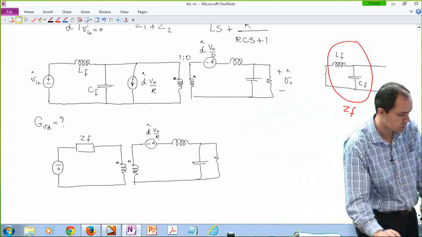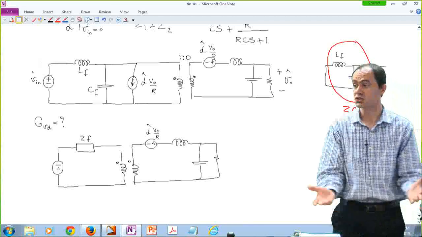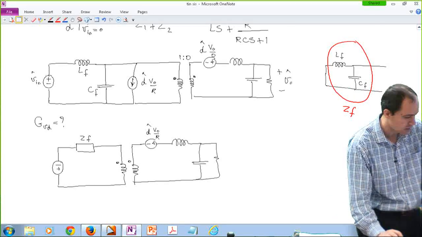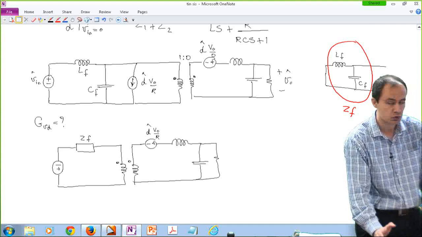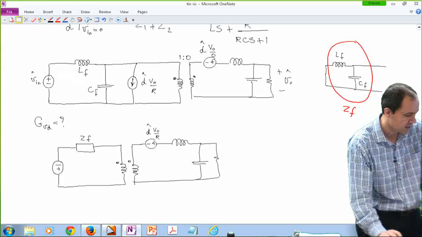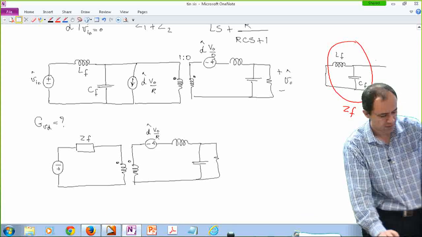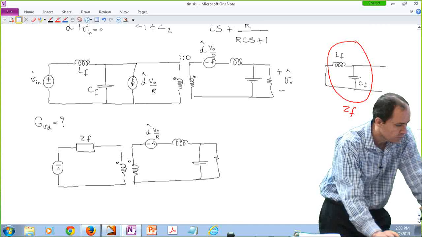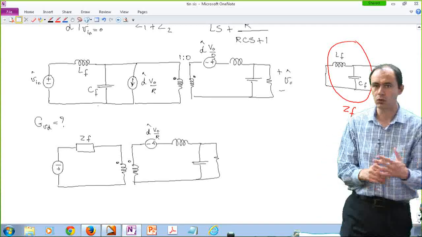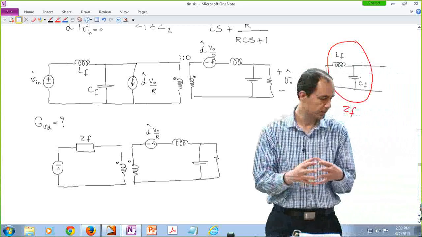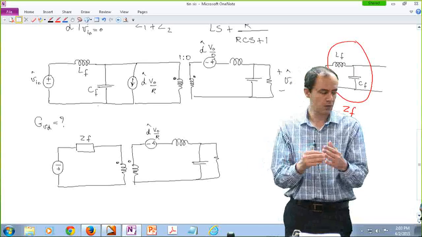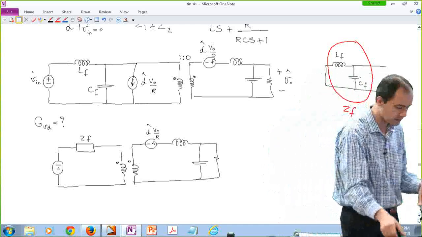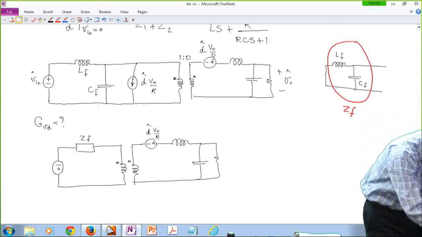Because of that, I am assuming that the perturbation in the input voltage is basically zero. That's actually how you find Gvd: you only perturb the duty cycle. So once I replace this source on the left-hand side with a short circuit to make it zero, I basically have LF in parallel with CF, and that's why I call it ZF. This current is in parallel with the impedance ZF, so going back to circuits one, instead of a current source in parallel with an impedance, you can draw the Thevenin equivalent model, a voltage source in series with the impedance, which is this voltage source over here.